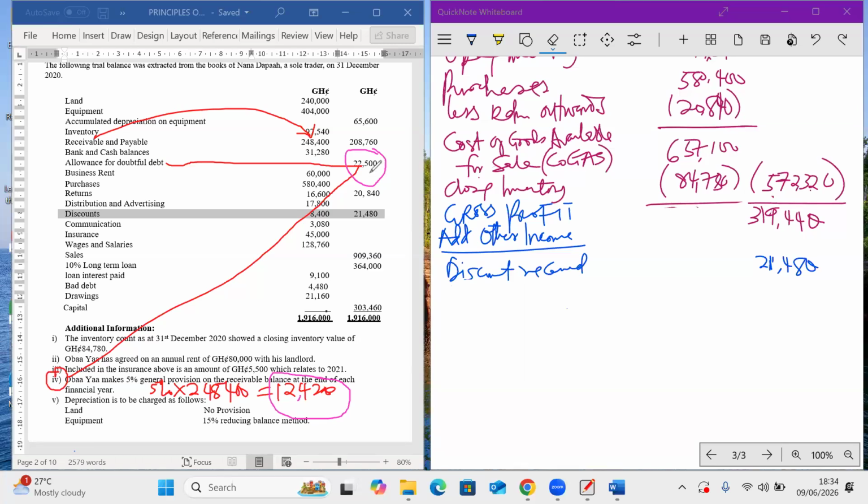Please let me ask the question again. At the beginning of the year, the allowance for doubtful debt is an estimate of debts customers may not pay in the year. They estimated at the beginning that it is 22,500 for this year. And at the end of the year, the 22,500 ended up being 12,420. So I'm asking, has it increased or decreased as at the end of the year?